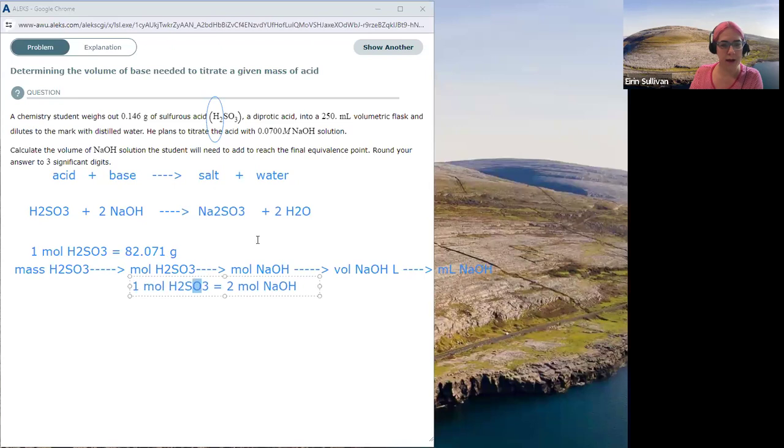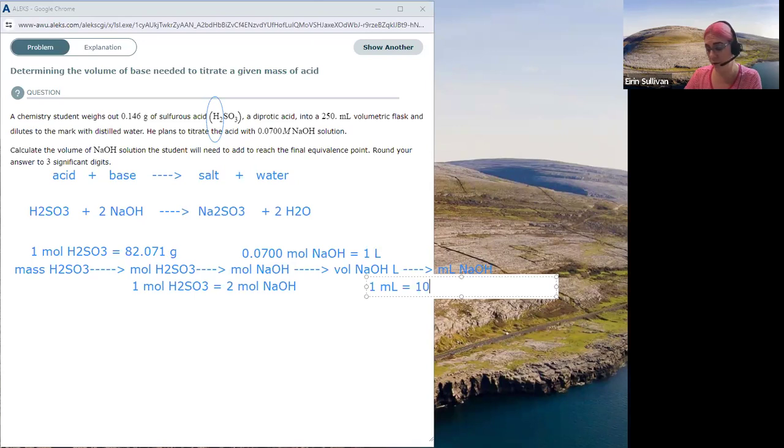All right. And then to get from the moles of sodium hydroxide to the volume of sodium hydroxide, we're going to use this concentration of 0.0700 molarity, which means moles per litre. We're going to take that and make it an equivalency. So 0.0700 moles of sodium hydroxide for every 1 litre of solution. That is literally what concentration in terms of molarity means. And then we're going to use our knowledge of SI unit prefixes to know that 1 millilitre is 10 to the minus 3 litres. Boom.